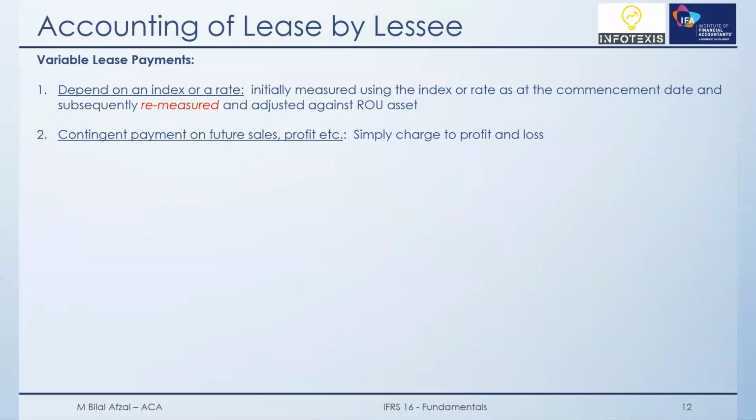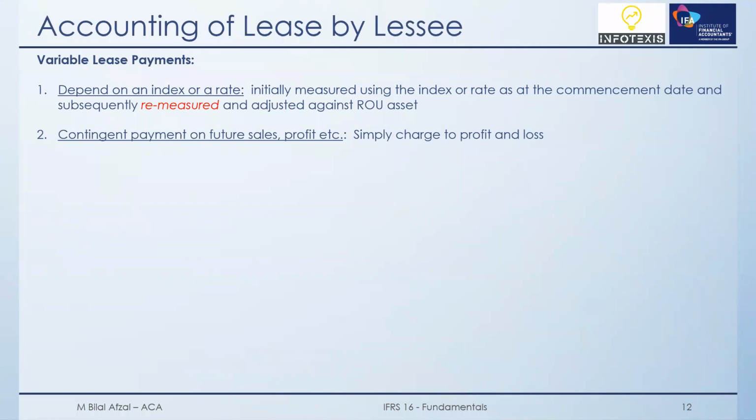When we say variable, we can categorize these variable lease payments into 2 parts. The first thing is the lessor may say that whatever the rental lessee will pay, it would be linked with the consumer price index or whatever the floating rate in that market is. The rental may be linked with that floating rate of interest, and so that will give us a variable lease payment at the end of every year.